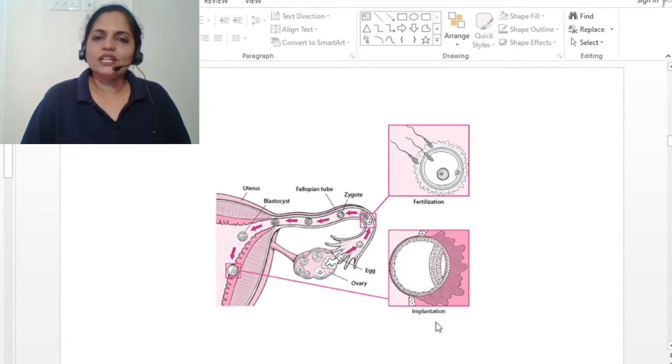In the previous video, we have seen how different organs work in the reproductive system of male and female. Today we will see how fertilization takes place, different contraceptive methods, and also about sexually transmitted diseases.